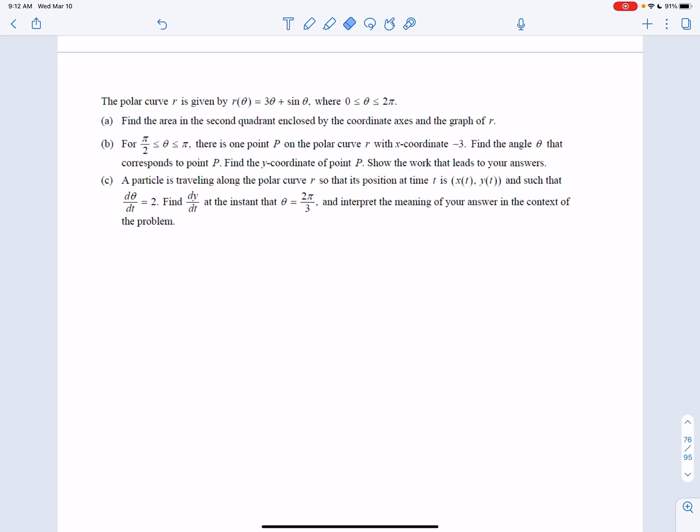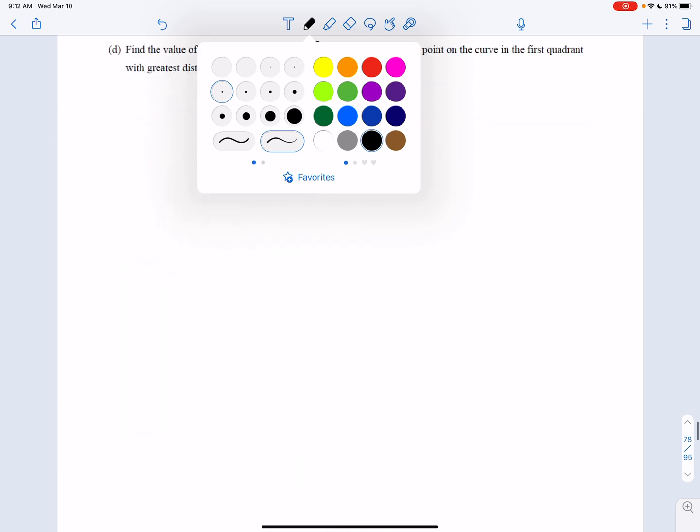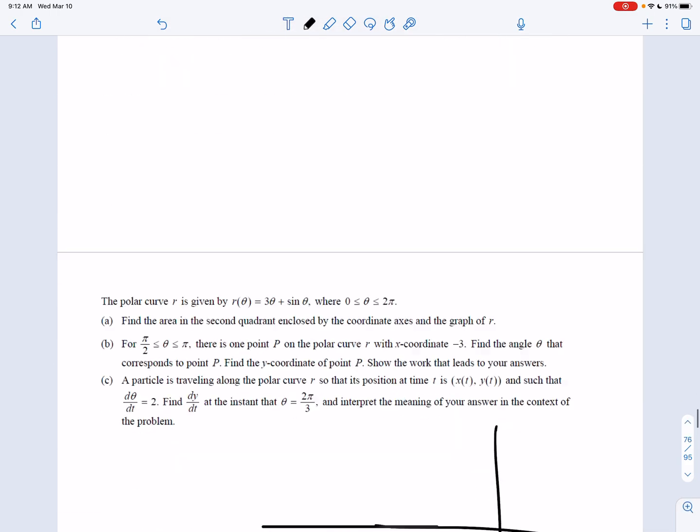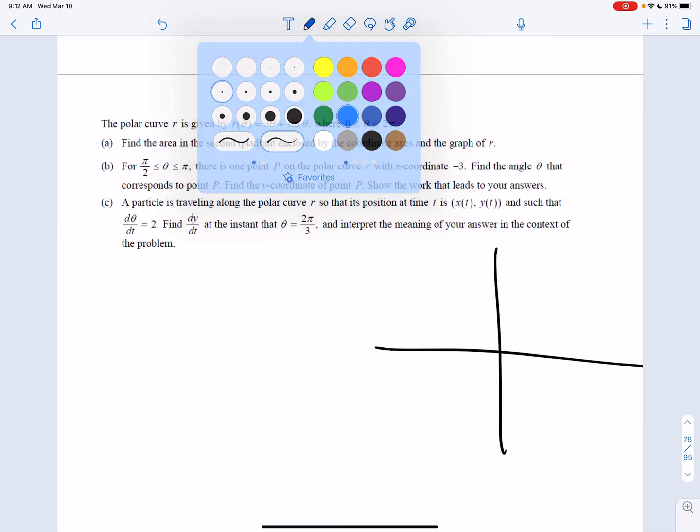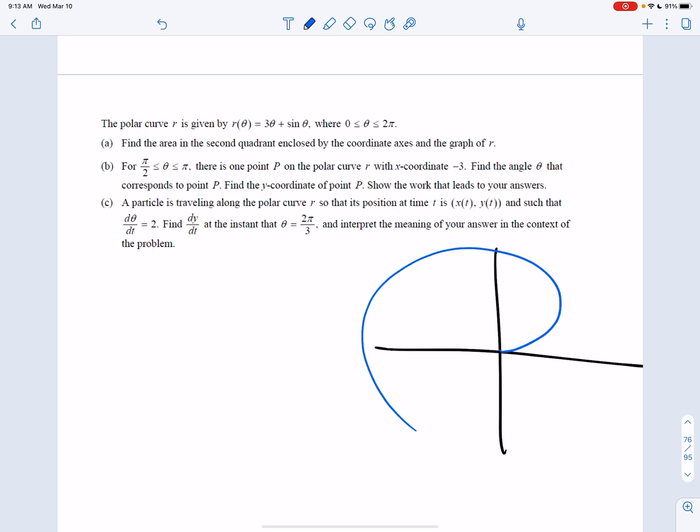I'm going to make sure that my window goes from 0 to 2 pi. It looks like it's going from 0 to 6.283, which is 2 pi. So that's enough for me to hit graph, okay? So it's looking like something like this. If I had to quickly sketch it, it would look a little bit like that, okay?